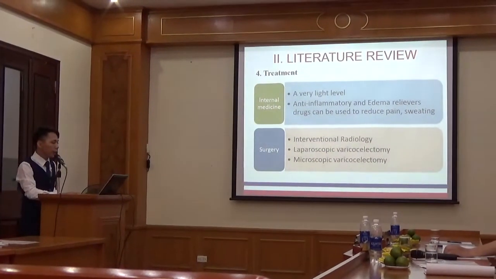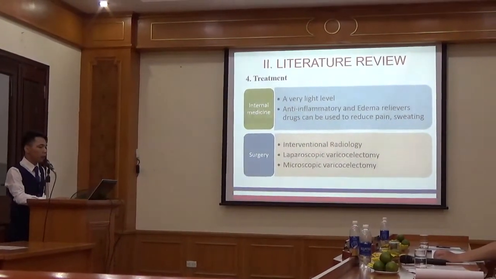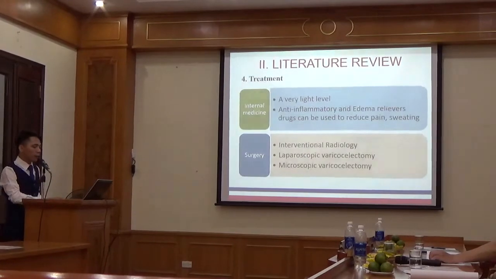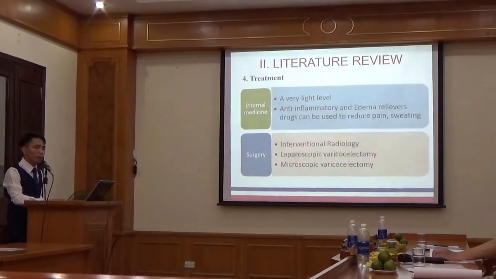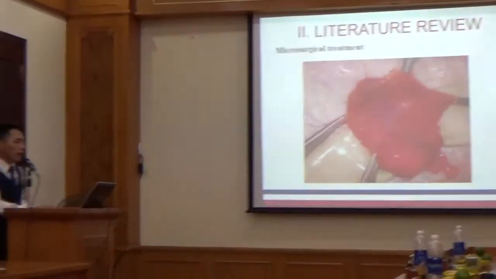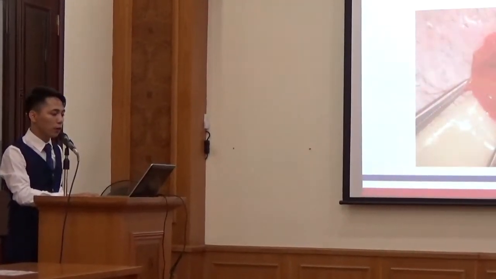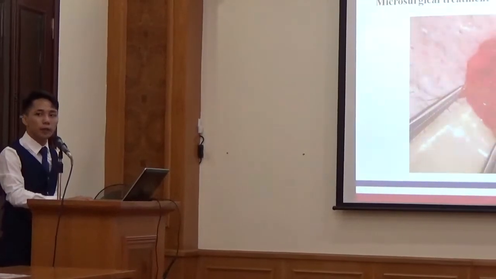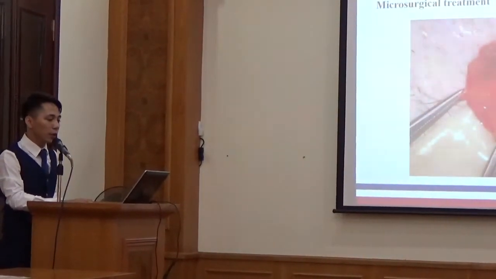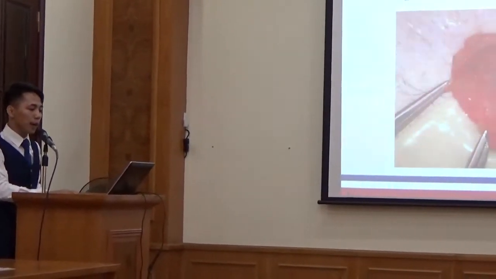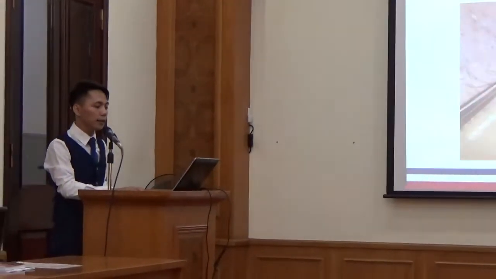About the surgery, we have interventional radiology, laparoscopic varicocelectomy, and microscopic varicocelectomy. As a surgical principle, we cut and tie the 2 ends of the varicocele vein, causing blood to drain into the peripheral veins, and the goal is to avoid the influx of blood from the renal vein into the venous plexus.